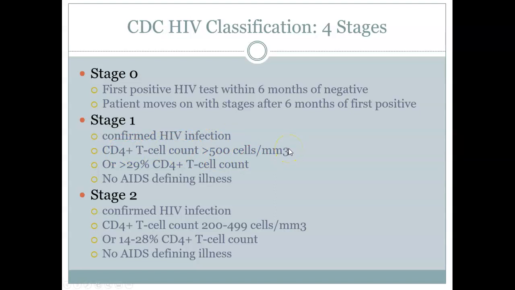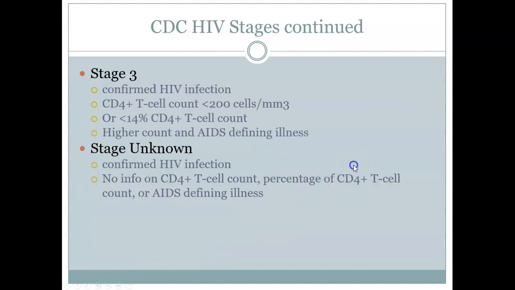Then the person moves into stage 2, where they're HIV positive, but the CD4 T cell count starts dropping. So stage 2 is when they're at 200 to 499, or they're between 14% and 28%. And there again, at stage 2, they still don't have the defining illness. But then by stage 3, we see the HIV infection, the CD4 T cell count drops even more to less than 200 or less than 14%. And then the patient actually does have the defining illness.